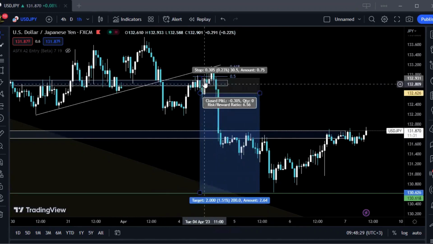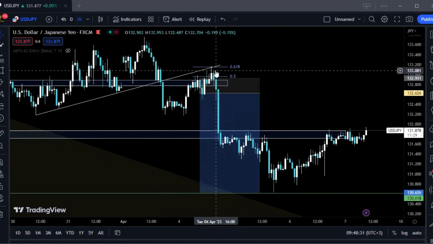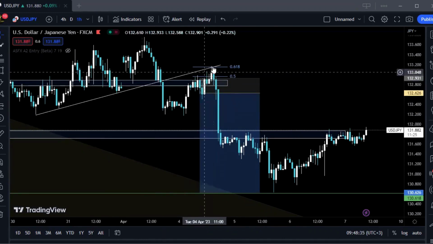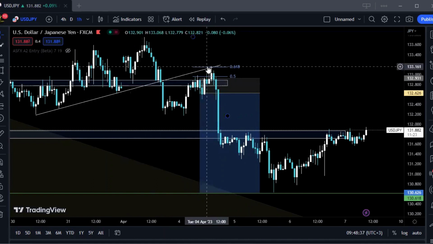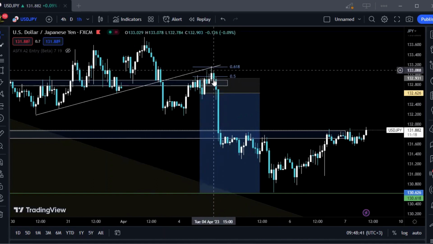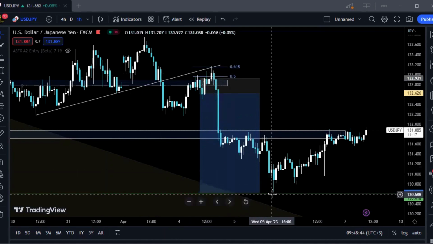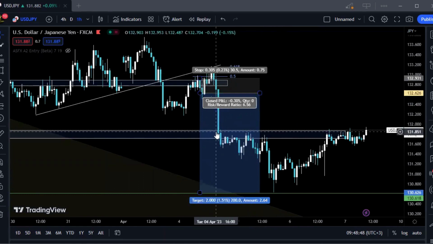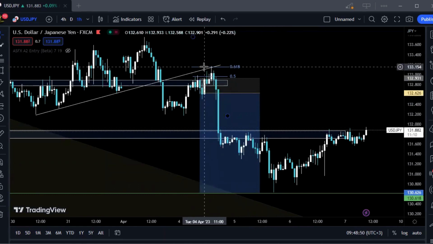Unfortunately, prices reversed, stopped us out in the next 2 hours, and then went ahead to push all the way until this ascending trend line, which confluenced with the 0.618 Fibonacci key level, bounced off it, and then pushed all the way until our targets down here. Unfortunately, we didn't catch the second trade. Now, what can we learn out of this trade?